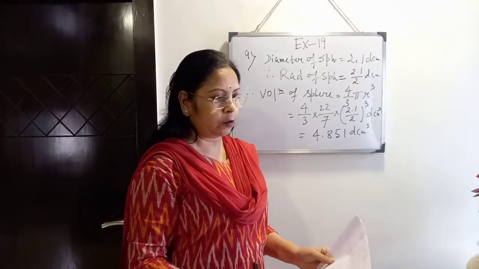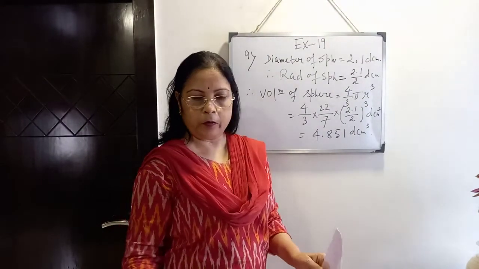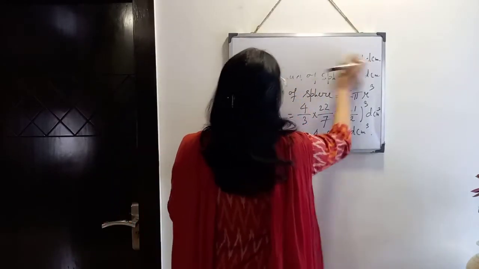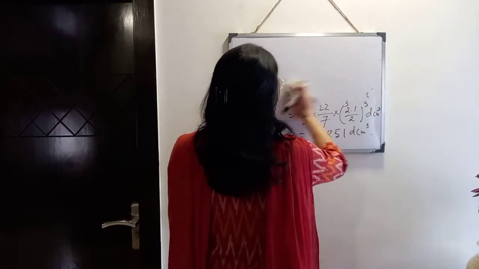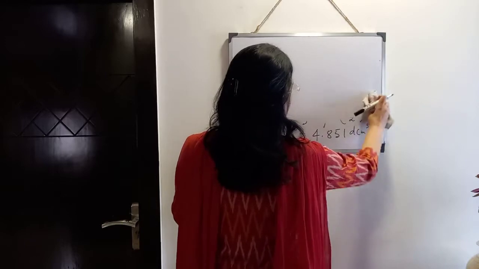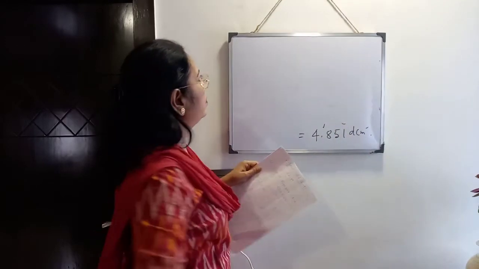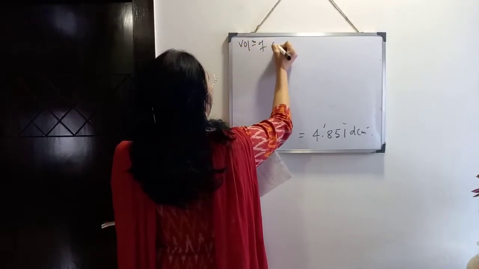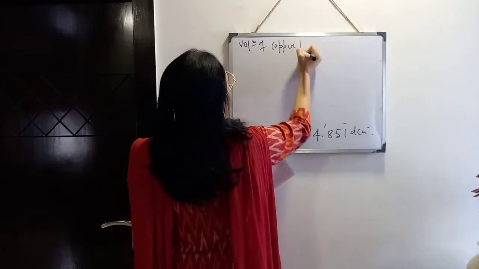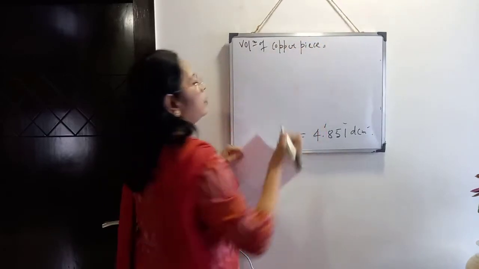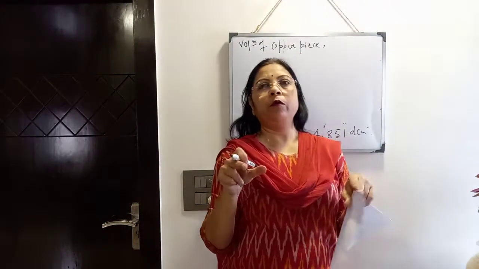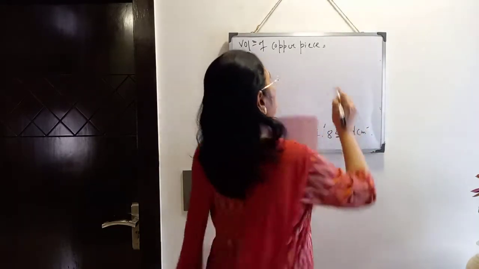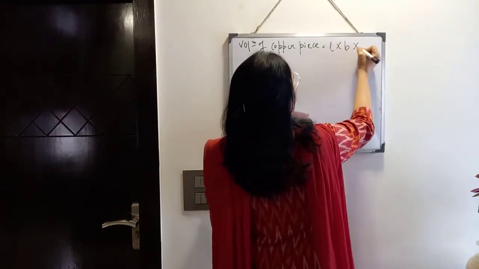That means here it is told that melting of a copper piece. So we will calculate the volume of the rectangular parallelepiped copper piece. This is the rectangular parallelepiped. So you know what is the formula of volume of that? Length into breadth into height.